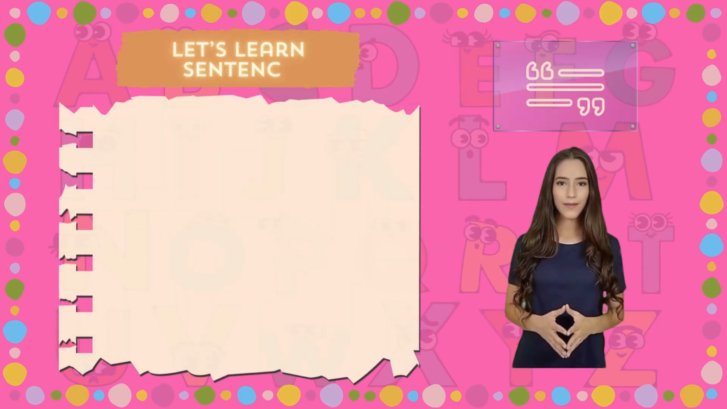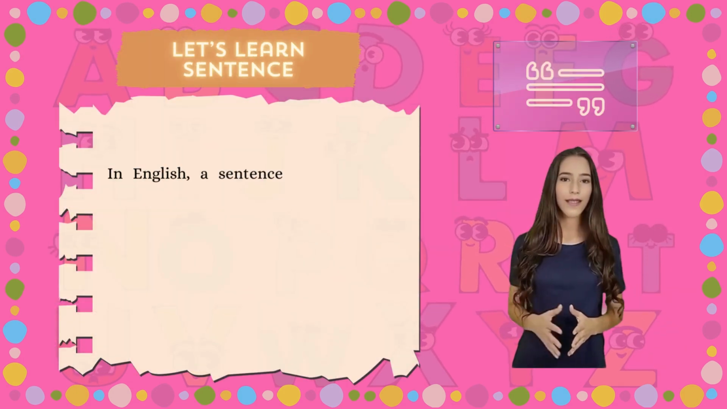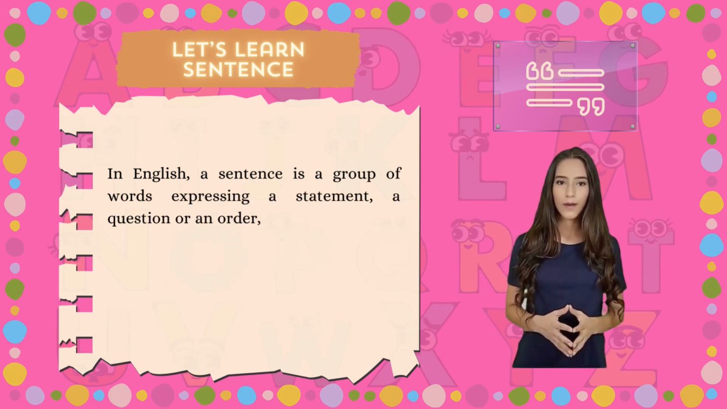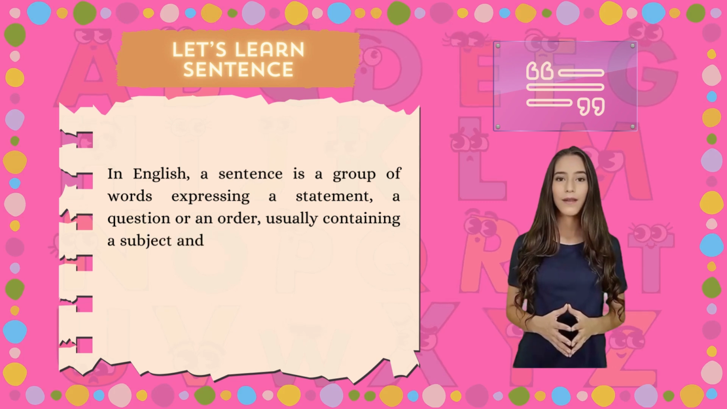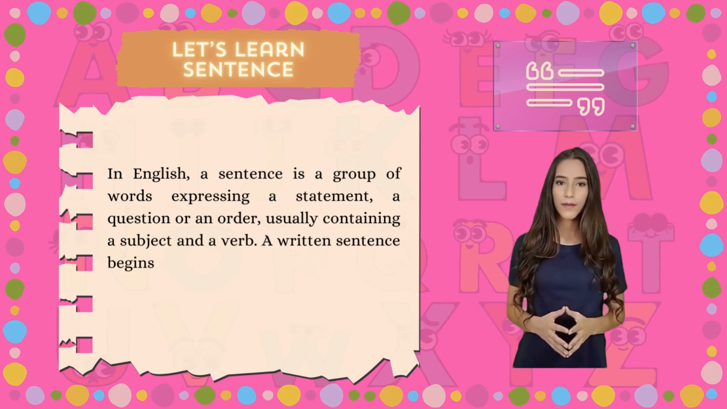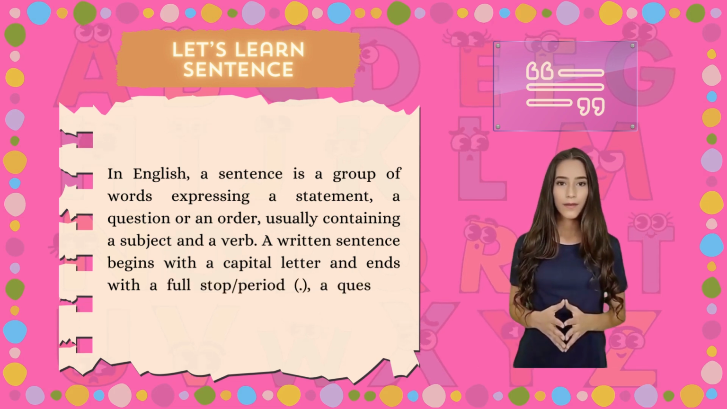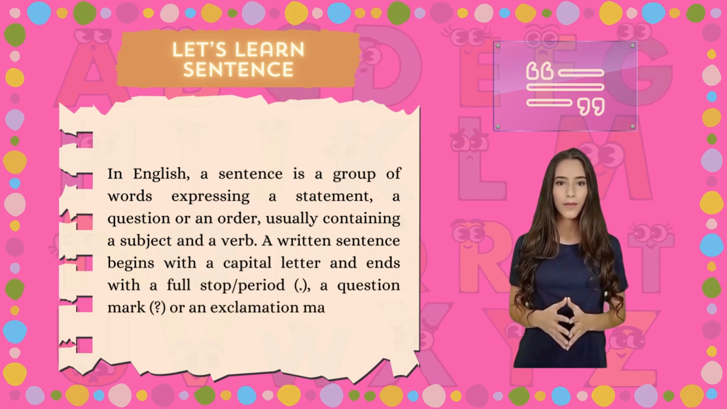Let's learn about the sentence. In English, a sentence is a group of words expressing a statement, a question or an order, usually containing a subject and a verb. A written sentence begins with a capital letter and ends with a full stop (period), a question mark or an exclamation mark.